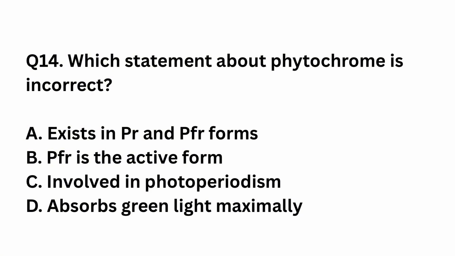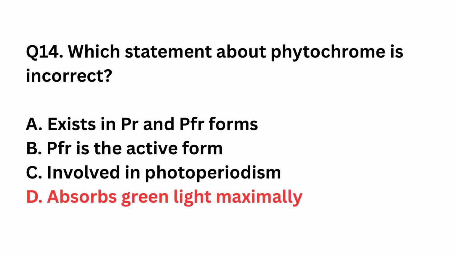Question number 14. Which statement about phytochrome is incorrect? Exists in PR and PFR forms. PFR is the active form, involved in photoperiodism, absorbs green light maximally. The right answer is option D, absorbs green light maximally. Phytochrome absorbs red and far red light, not green light. The interconversion between PR and PFR regulates flowering and other responses.